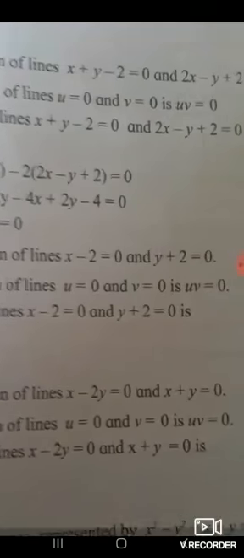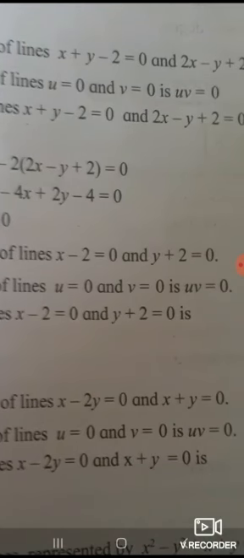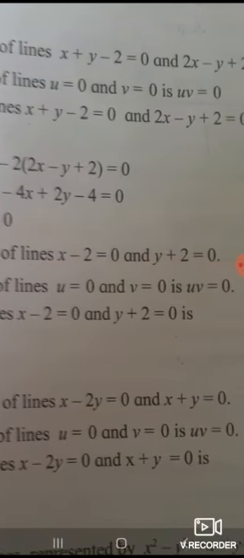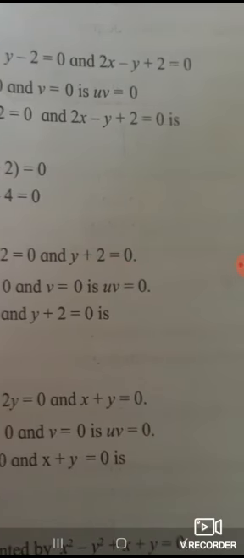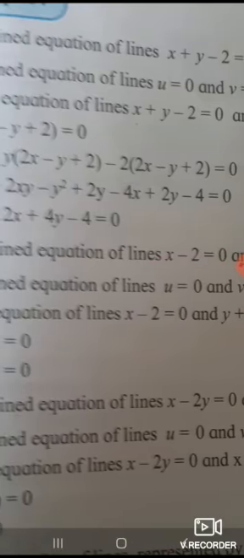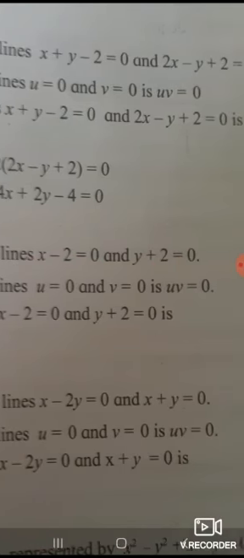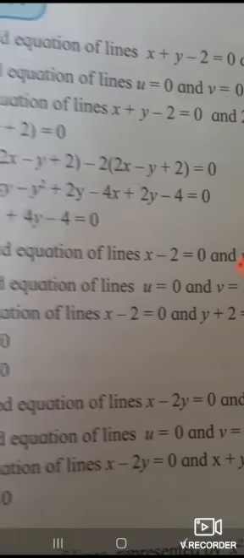Now listen. After this, find the combined equation of the lines. Finding the combined equation means two lines are given. One we are going to consider as u, another one as v. The first one is u equal to 0, x plus y minus 2 is equal to 0, and the second one is 2x minus y plus 2 is equal to 0. The first is u, the second is v. The combined equation is uv is equal to 0.